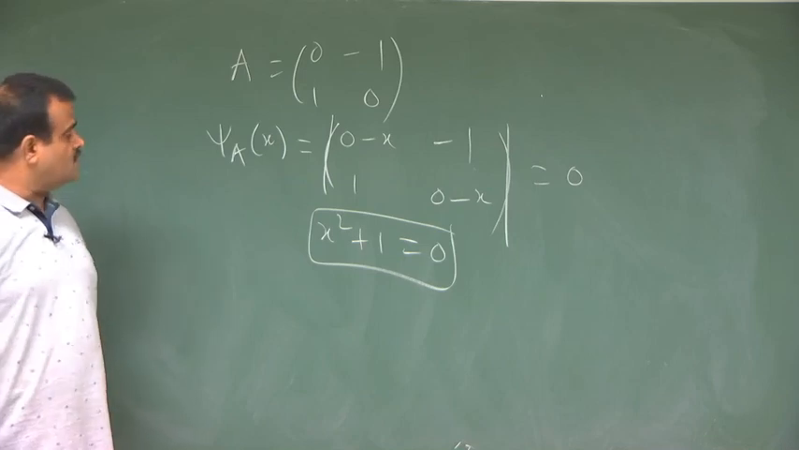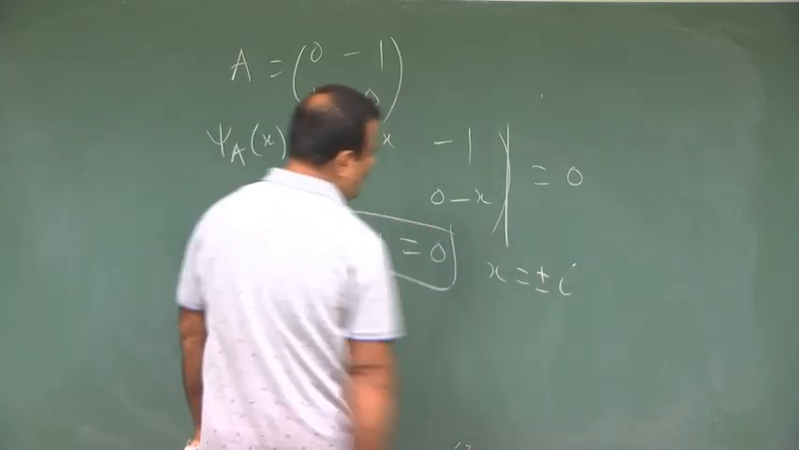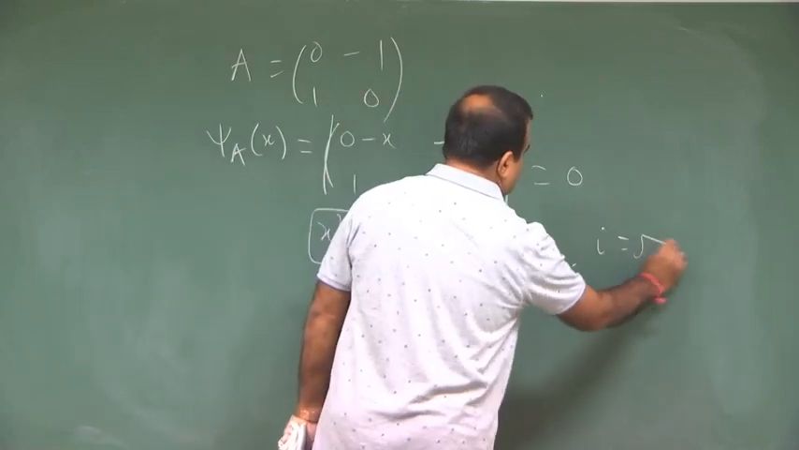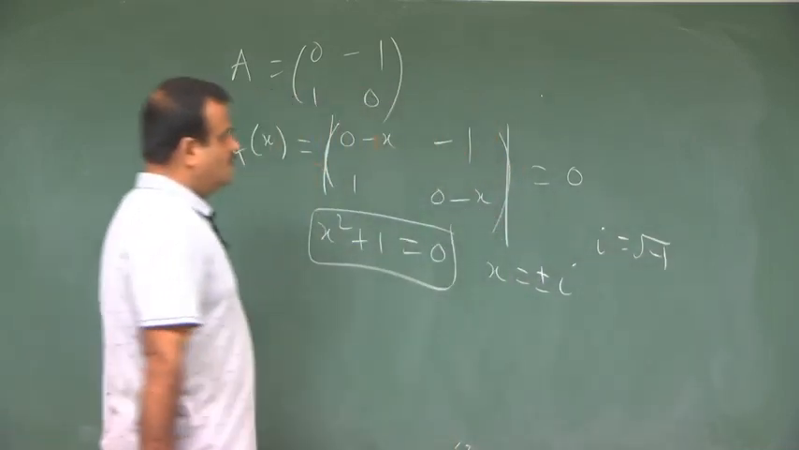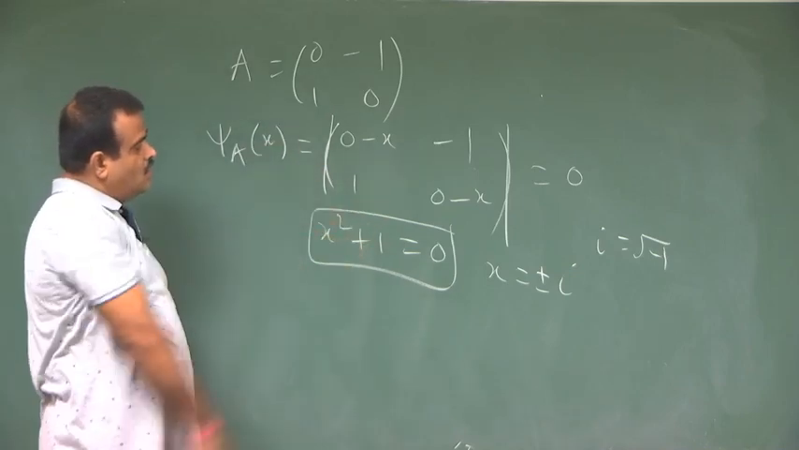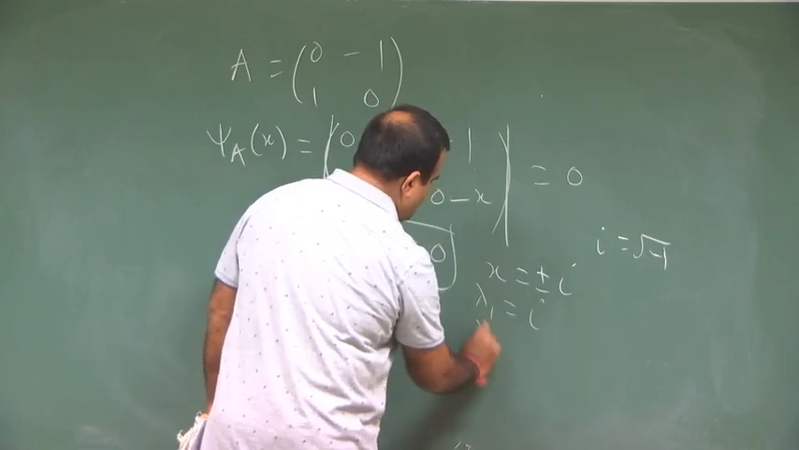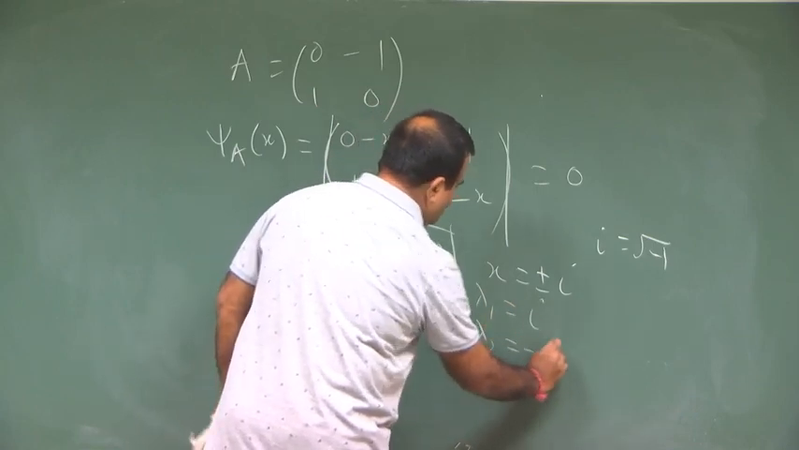Now, what are the roots of this equation? Roots are x equal to plus minus i, where i is the square root of minus 1. So, these are complex numbers. Here these are the eigenvalues. So, lambda 1 equal to i, lambda 2 equal to minus i.